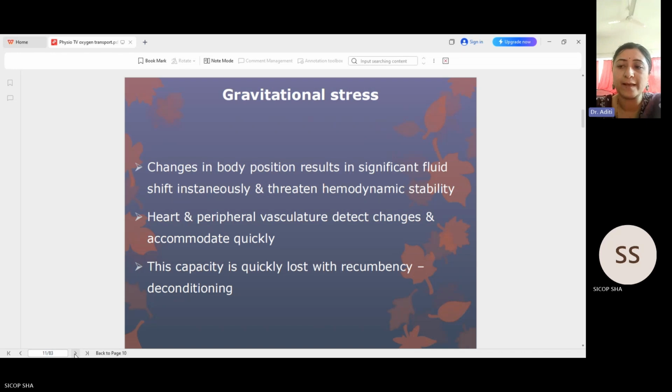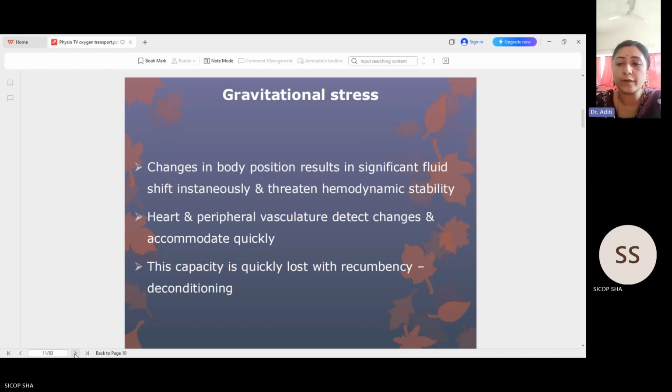Heart and peripheral vasculature will detect the changes and accommodate quickly. This capacity is quickly lost with recumbency or deconditioning. That is why the transitions have to be slower, like from the supine position to side lying to bedside sitting, and then gradually up to standing.